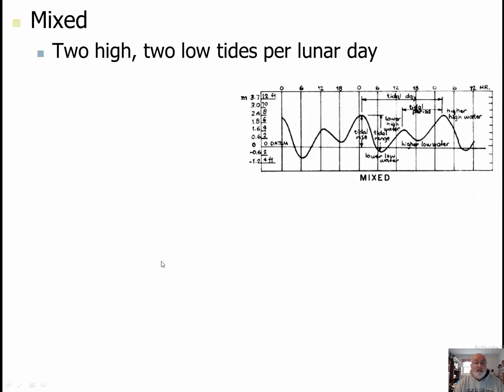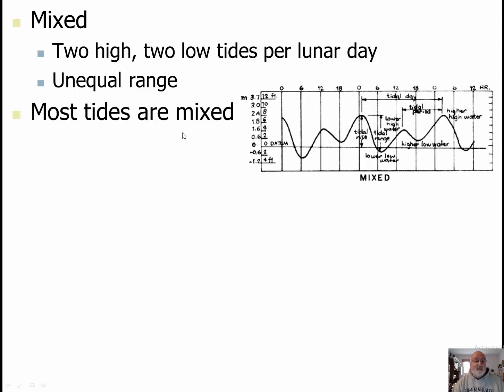These are 2 high tides and 2 lows each day, but they actually are different ranges. So we see a tidal period there, and a tidal period there, and we have a tidal day there, and we have a higher low tide, and a lower low tide, and a higher high tide, and a lower high tide. And because they don't have equal range, they're called mixed.